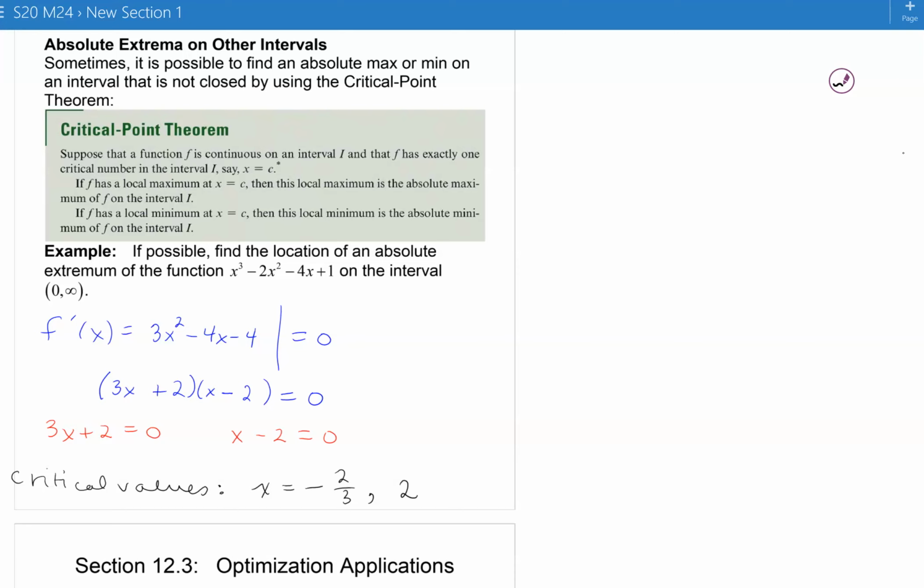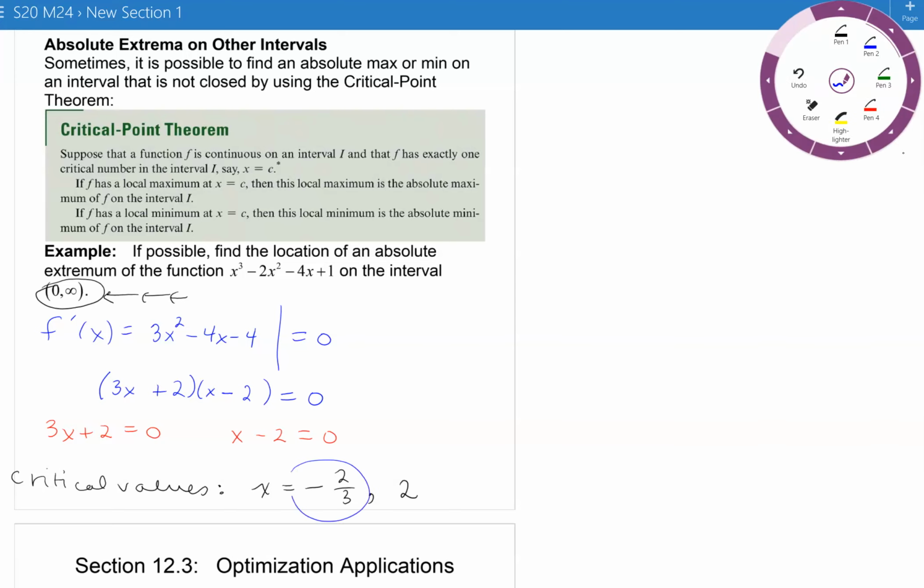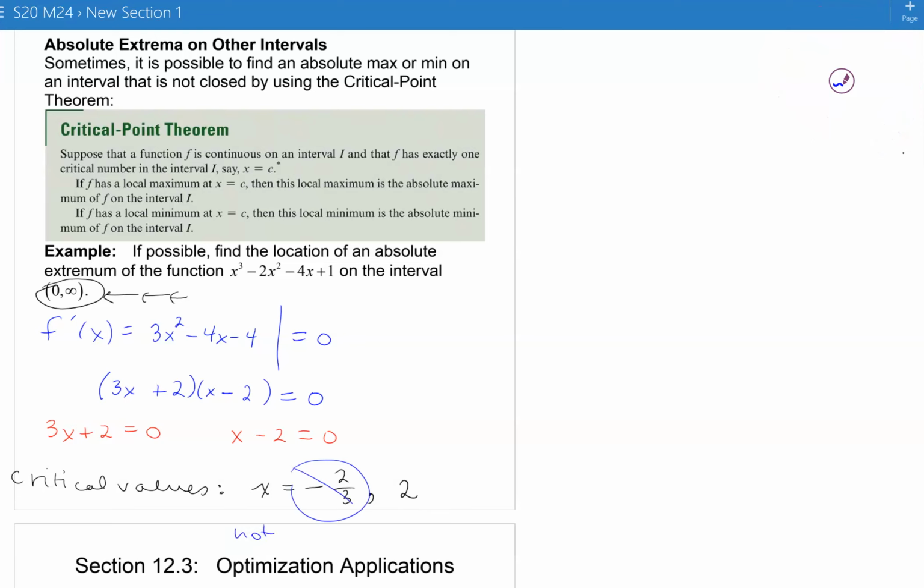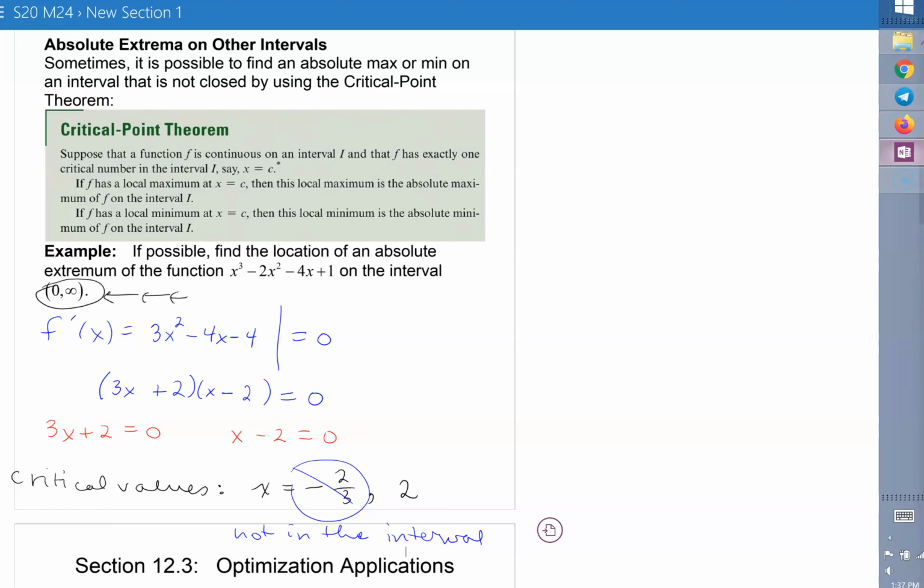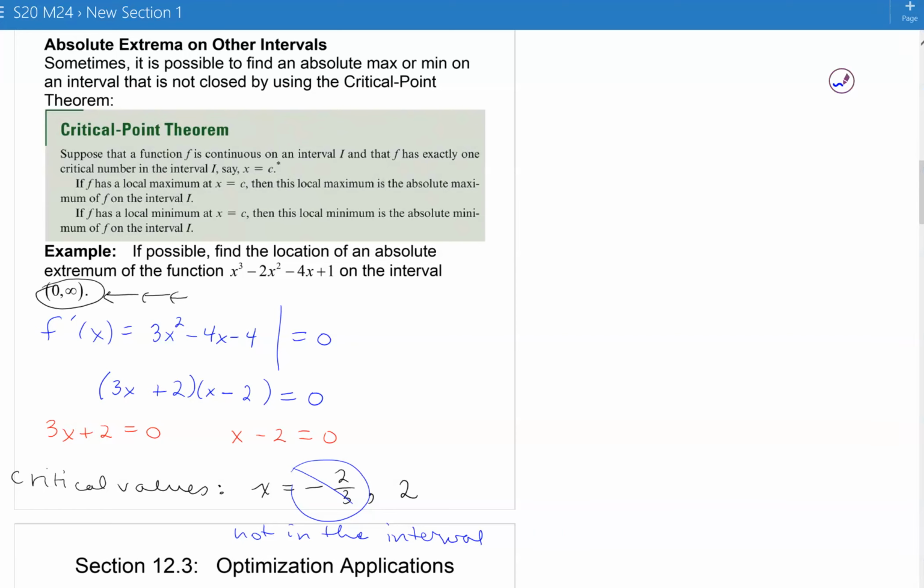Well, I'm being asked about the interval from 0 to infinity. So x equals -2/3 is not in this interval. So I don't even need to consider it. Okay, so let's make a number line and think about what's going on here. So we only have x values from 0 up, and we do have a critical value at 2.